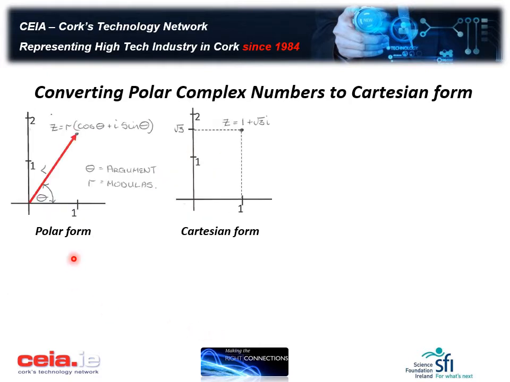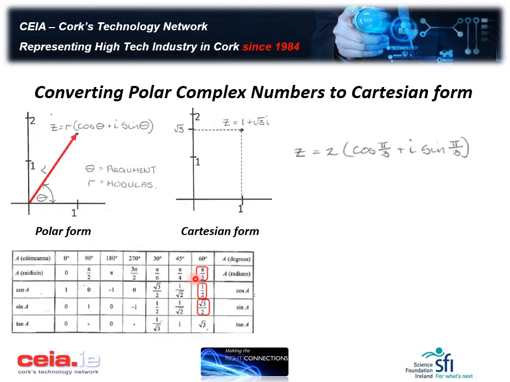So we also want to know how to do the reverse, that is converting polar complex numbers to Cartesian form. So let's reverse the process that we did in the last slide and convert z is equal to 2 times cosine pi over 3 radians plus i sine pi over 3 radians to Cartesian form. So it's basically a one-step process. You use the tables on page 13 of your maths tables to get a value for cosine pi over 3 and sine pi over 3. So in radians you find pi over 3 and substitute in for cosine pi over 3 a half, and for sine pi over 3 substitute in root 3 over 2. And then it's just a matter of multiplying this out to get z is equal to 1 plus root 3i.